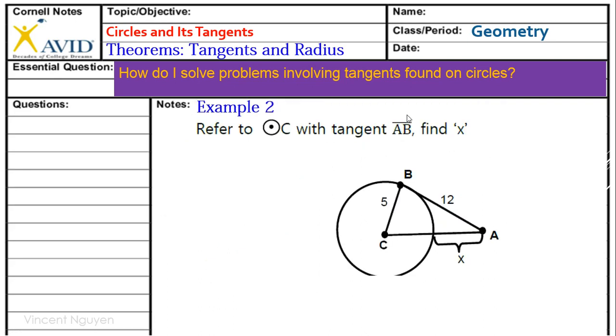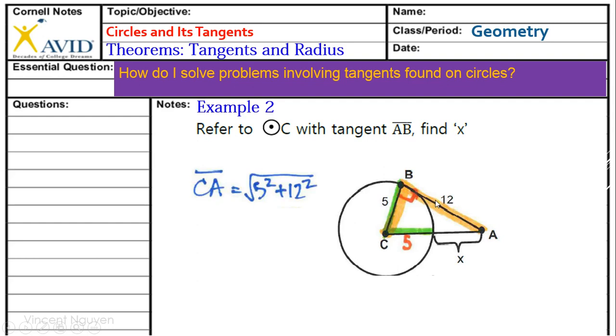Next one. Here we have a circle at center C. It doesn't look like it's exactly at the center, but I'll take its word for it because it says right here, refer to circle C. That means the center's at C. With tangent AB, we have to find the value of x. Remember the tangent: if this is a tangent, there has to be a 90 degree angle right here. So angle CBA has to be 90 degrees, which makes triangle ABC a right triangle. That means I could use the Pythagorean theorem: 5 squared plus 12 squared, and then take the square root of that to give me 13.